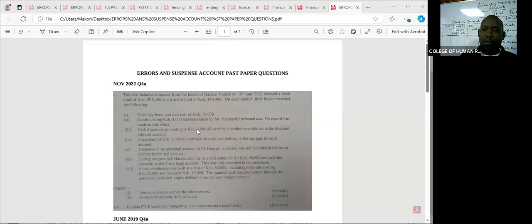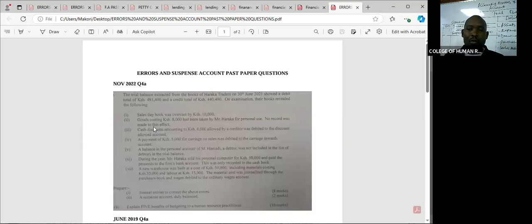Any resource taken from the business by the owner for his or her own use, we normally consider to be drawings. So there were drawings made here, and we are told no record was made to this effect. That simply means that there is an error of omission there. If there is no record, then it simply means that no account was entered. Then you need to ask yourself, if goods were taken for personal use, which account should be debited, which account should be credited? That is an error of omission.